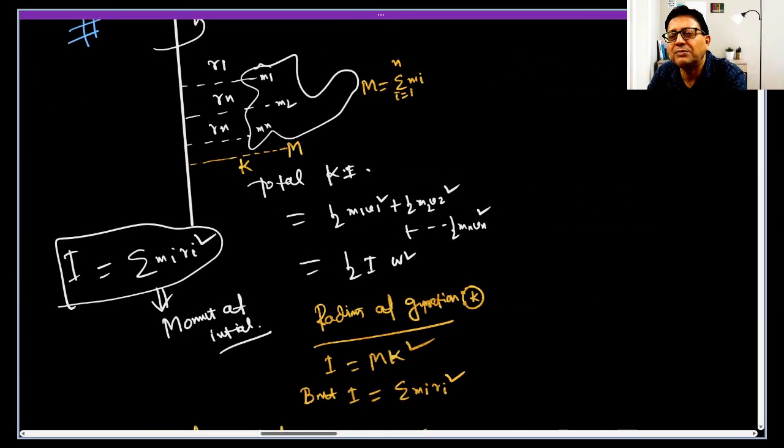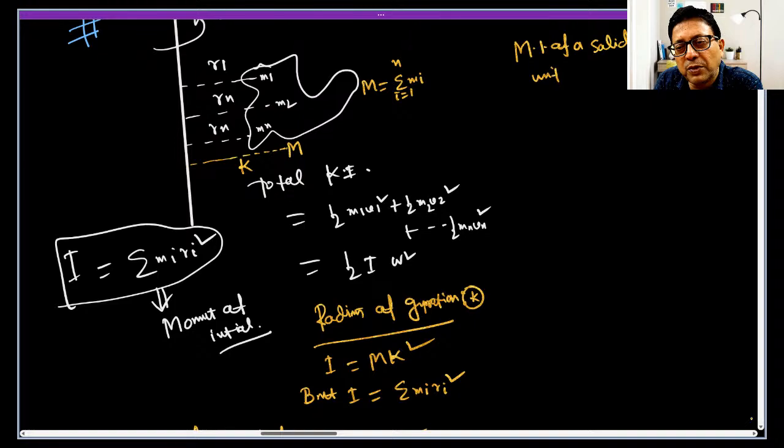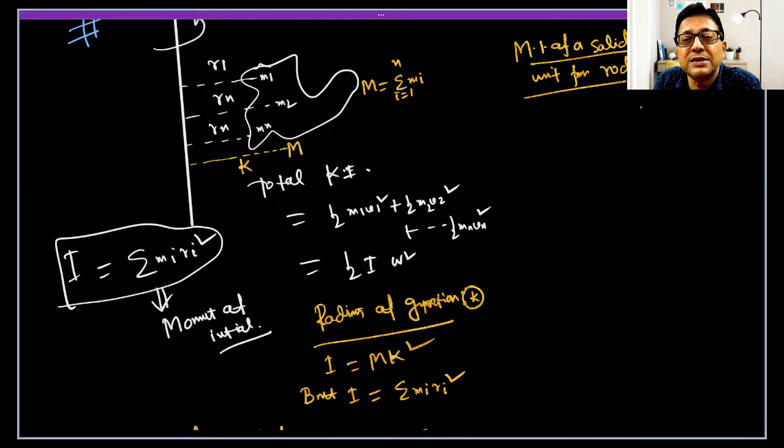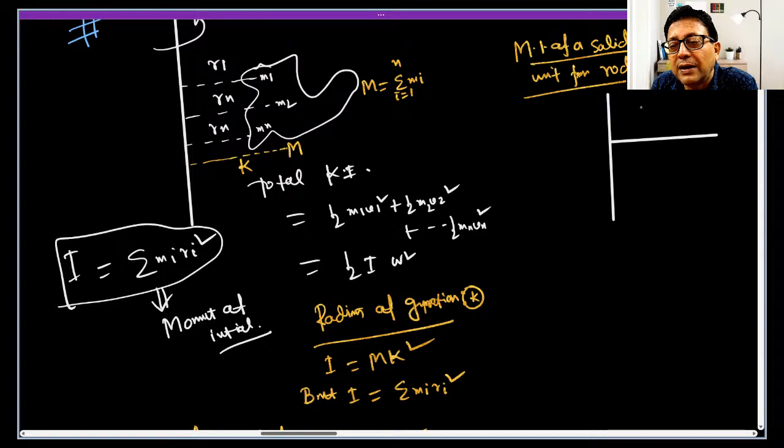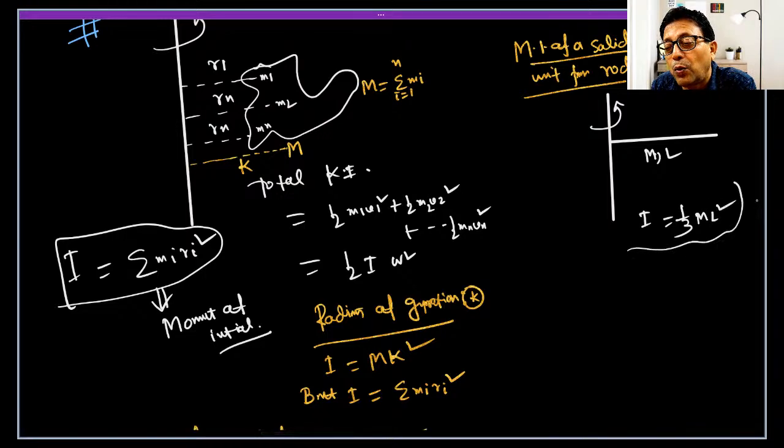Moment of inertia formulas, I think you remember those standard formulas. Moment of inertia of a solid uniform rod, if it rotates about an axis passing through one of its ends, then I equal to what? 1/3 ml square. Remember this?